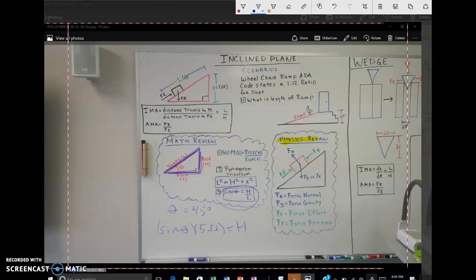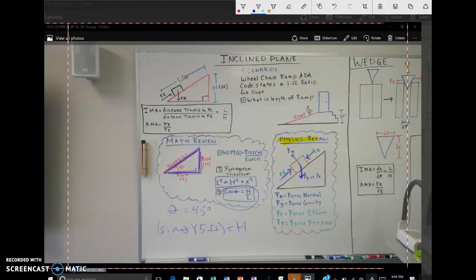We already talked about force effort, right? Here, this is force effort. That's the effort force that we're using to push the block up the ramp. We also talked about force gravity, right? So this is going to be the resistance force, okay? So we can call it Fr. It's also called Fg for force of gravity. The other one we have talked about is called the force of friction, okay?